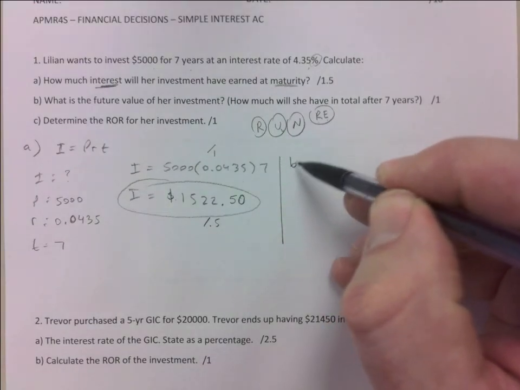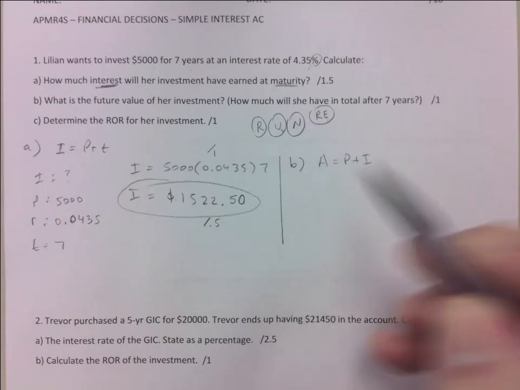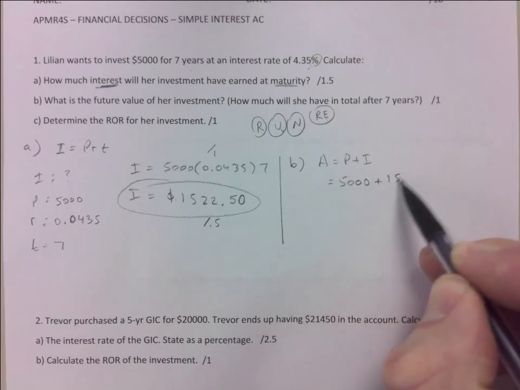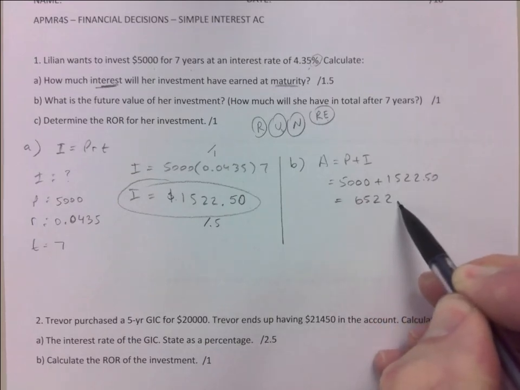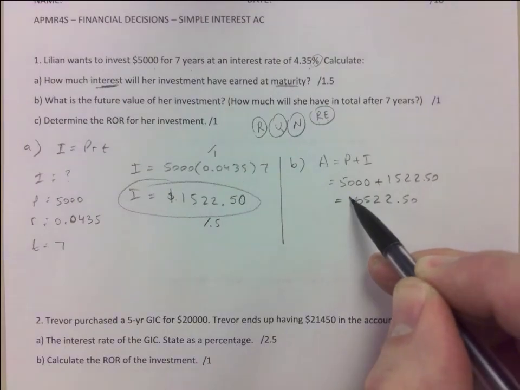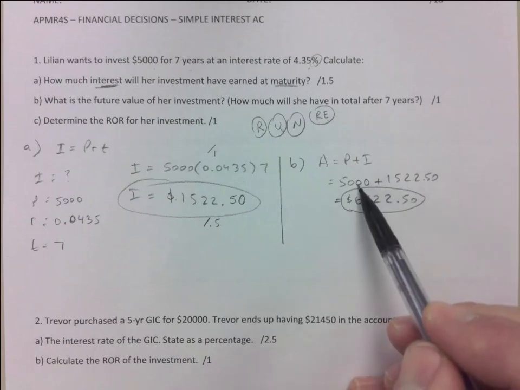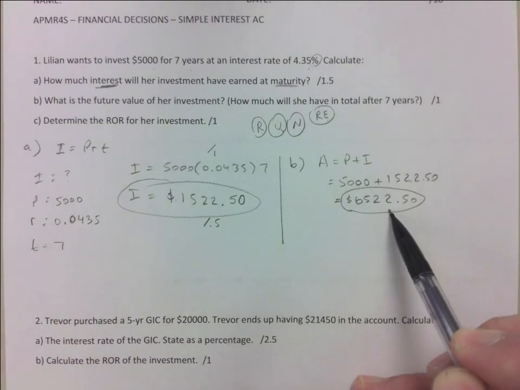B, what's the future value? I would like you to use this. So it's 5,000 plus 1522.50. So you end up having this much money at the end. That's the future value. That's all of it. Your money that you put in and the interest that you've earned, that's the future value of your investment.